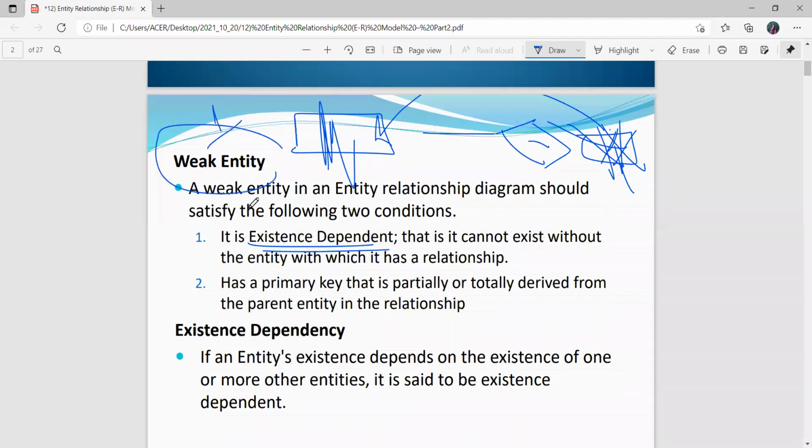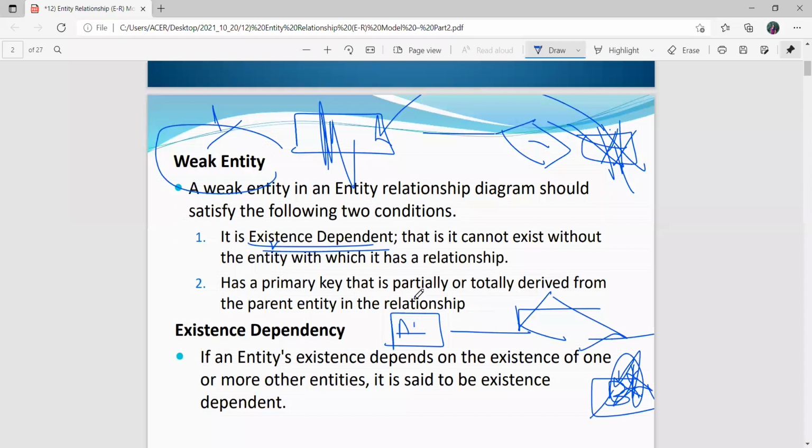So there are two conditions for the weak entity in an ER diagram. The first one is that it needs an existence dependency. The second one is that it has a primary key which is partially or totally derived from the parent key. As an example, let's take this one. This is A, this is B. This is the weak entity. This weak entity has a primary key which is derived from this parent key. It also needs this entity to exist for this relationship, or for this weak entity to exist.